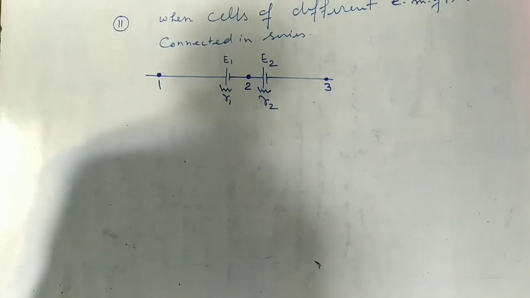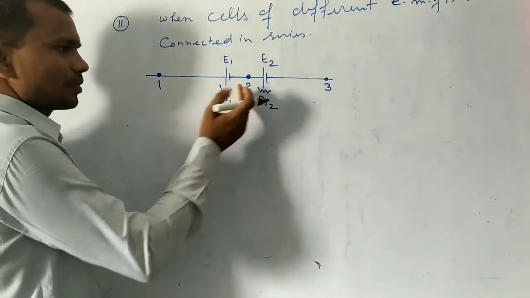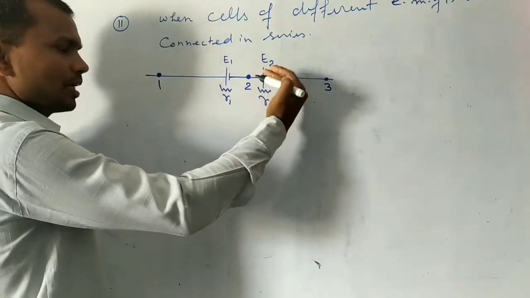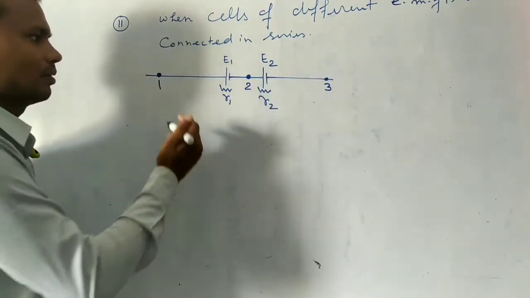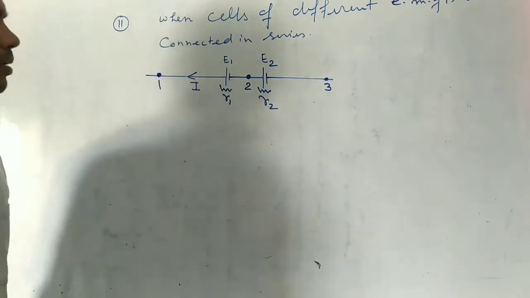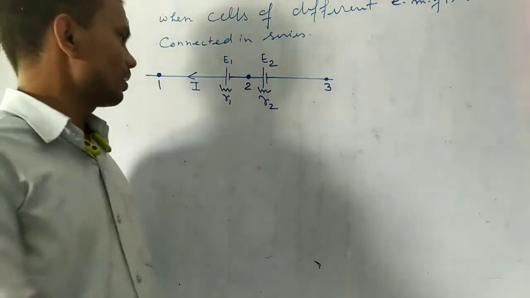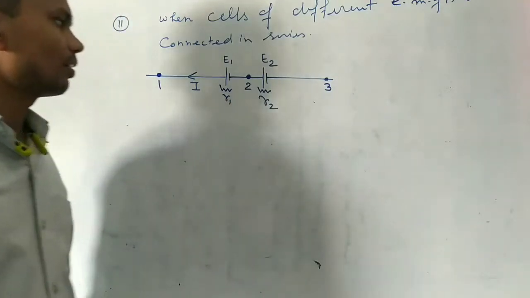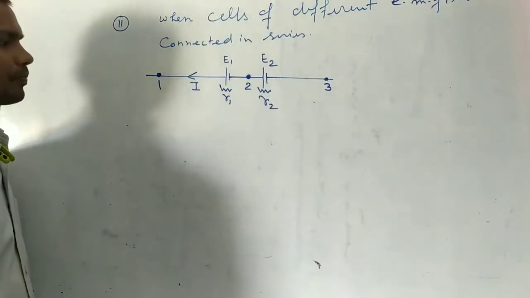Because they are connected in series, suppose the current flowing is I, because in series combination the potential is different, but the current flowing in each cell is the same, right?